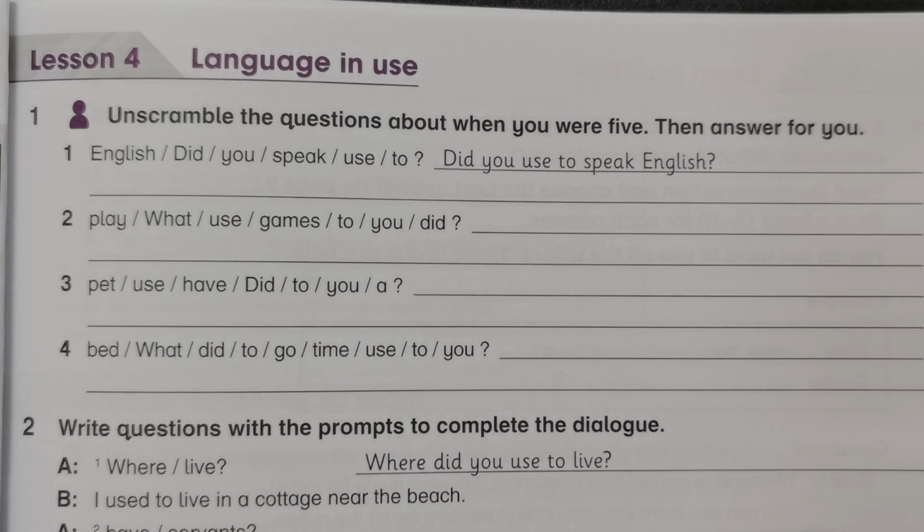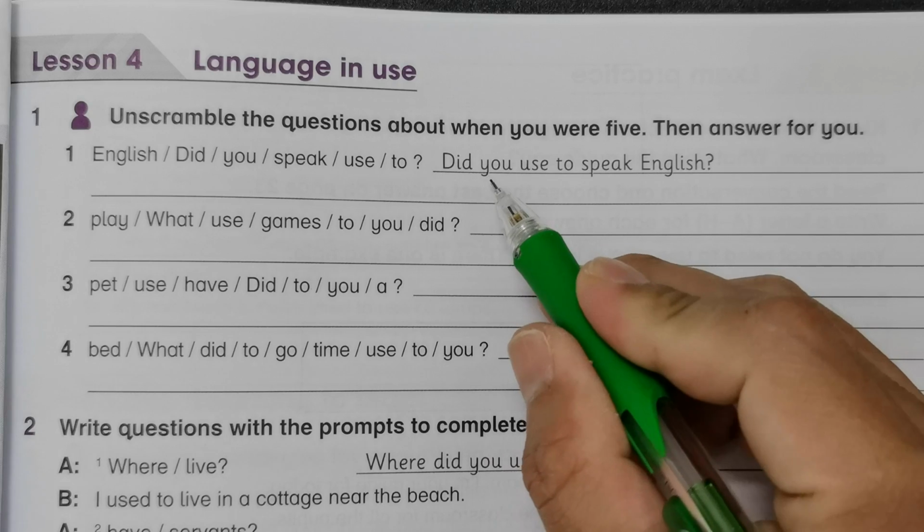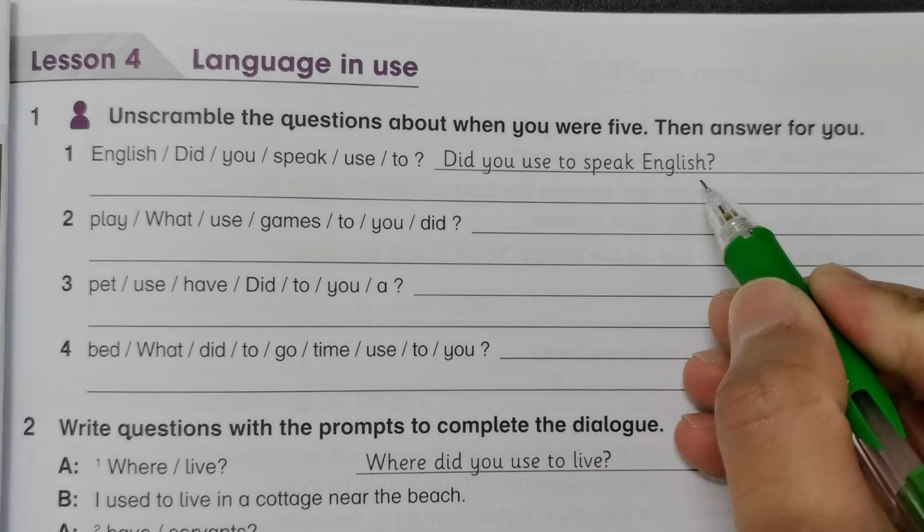Okay, pupils, we are on this Year 6 Academy Stars Workbook on page 21. So we are on Lesson 4, Language in Use. Activity 1, unscramble the questions about when you were 5. Then answer for you. Number 1, so did you used to speak English?